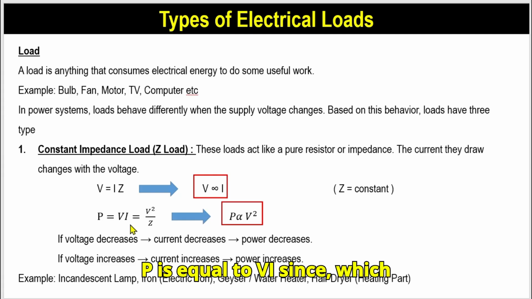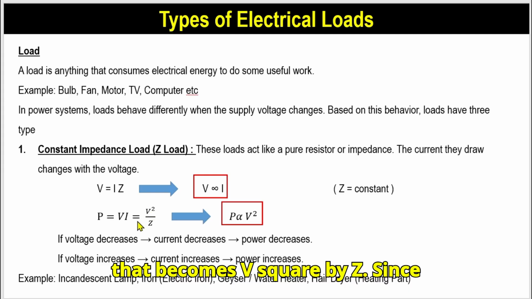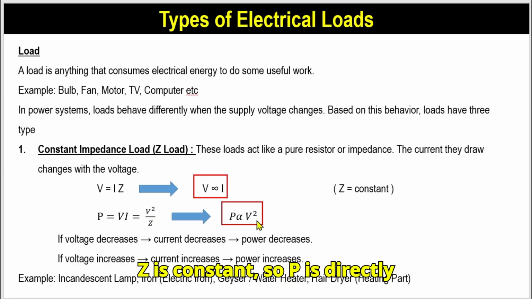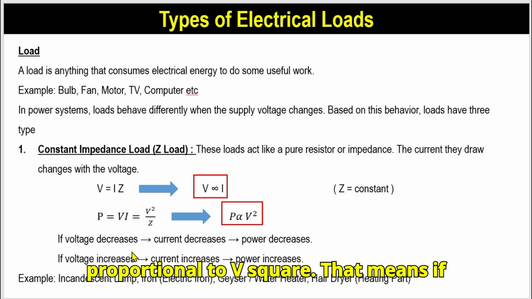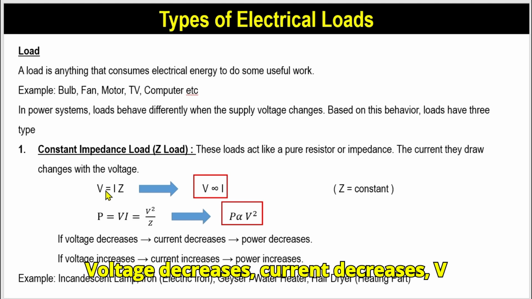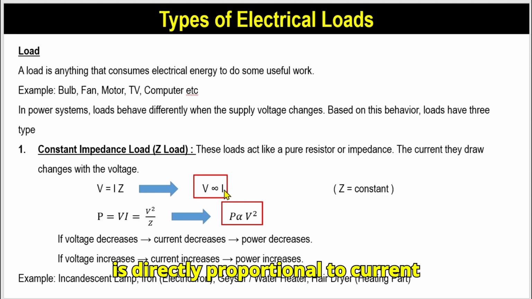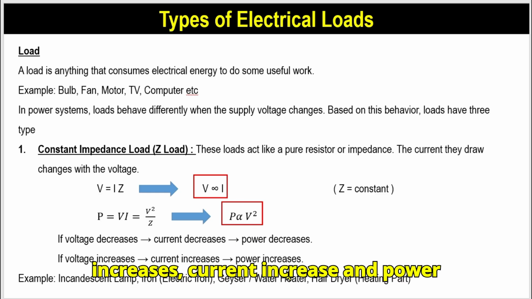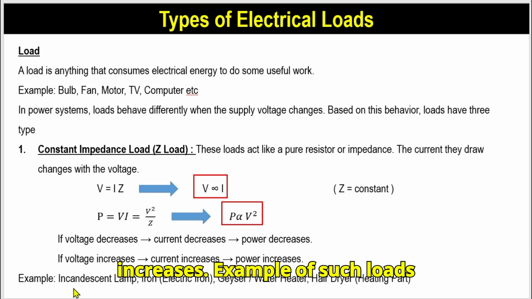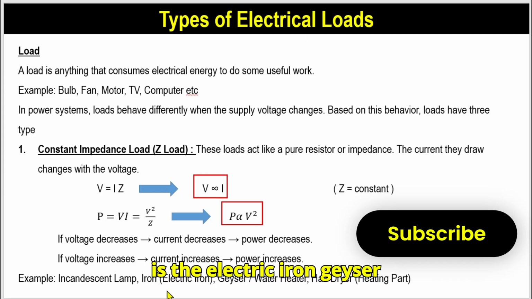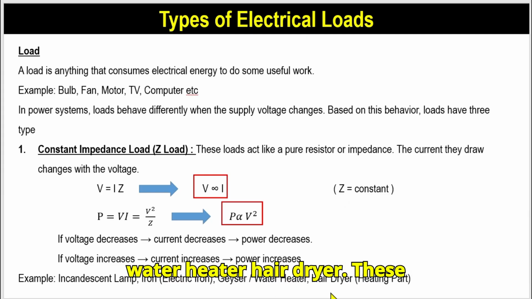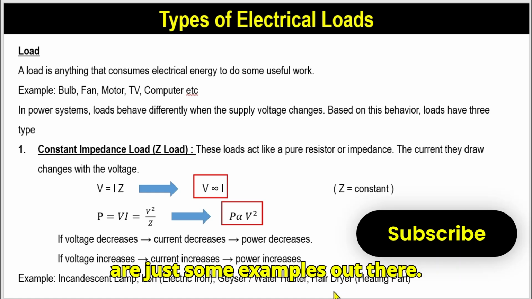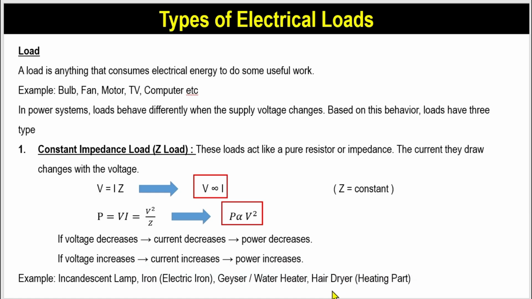P is equal to VI, which is equal to V square by Z, because V by Z is equal to I. Since Z is constant, P is directly proportional to V square. That means if the voltage decreases, current decreases and power decreases. If voltage increases, current increases and power increases. Examples of such loads are incandescent lamp, electric iron, geyser, water heater, hair dryer. These are some examples of the constant impedance loads.